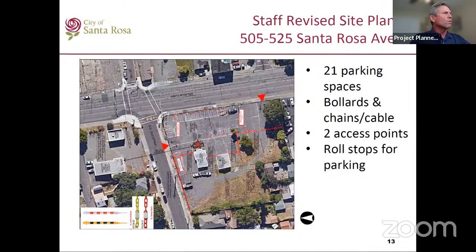And then there's also roll stops that are both proposed, and I wanted to make sure that they were shown too. So you can see the red roll stops that would have to be installed for the parking spaces to protect the pedestrian area or corridor right there on the sidewalk. And if you can go to the next slide, please.